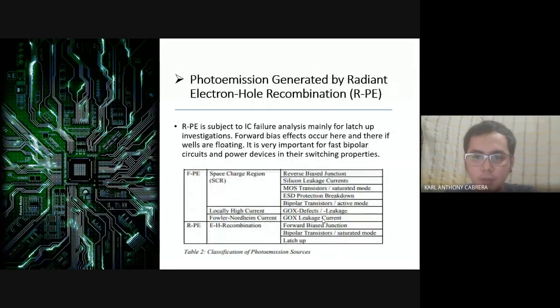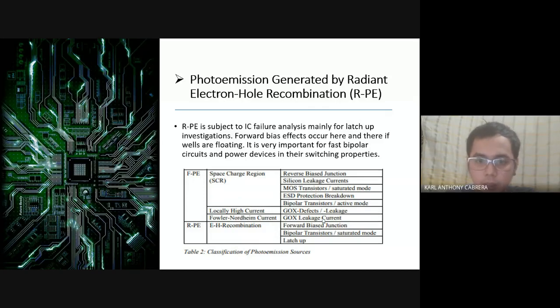Next is the photoemission generated by radiant electron hole recombination, or RPE. RPE is subject to IC failure analysis mainly for latch-up investigations or yung mga short circuit sa integrated circuit natin. Forward bias effects occur here and there if wells are floating. It is very important for fast bipolar circuits and power devices in their switching properties.